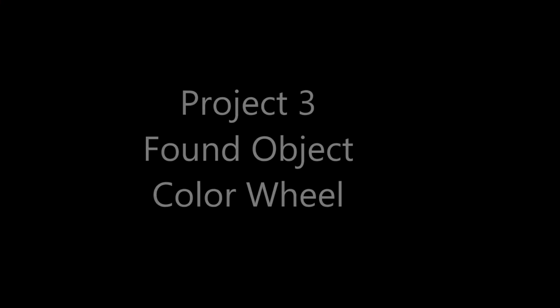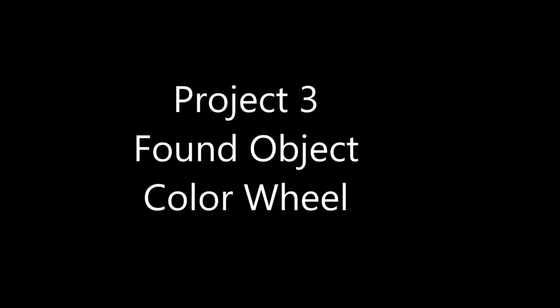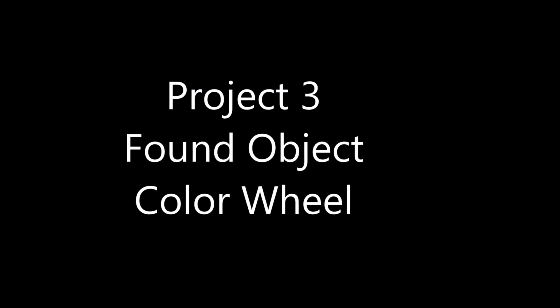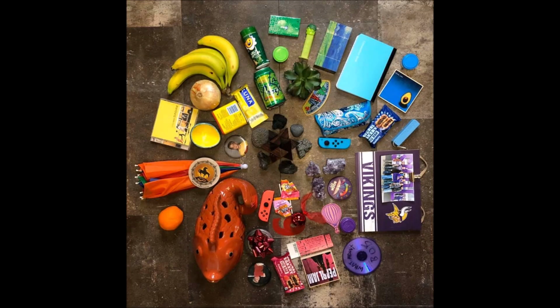This third project is called the Found Objects Color Wheel. Sounds simple. You go out and find some objects in your house and align them in a color wheel. Roy G. Biv, right? Red, orange, yellow, green, blue, indigo, and violet. But you know what? It's a little trickier than it looks. Give it a try.